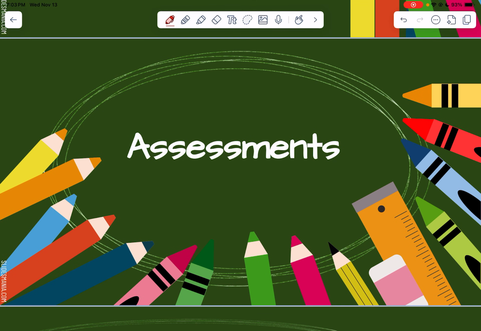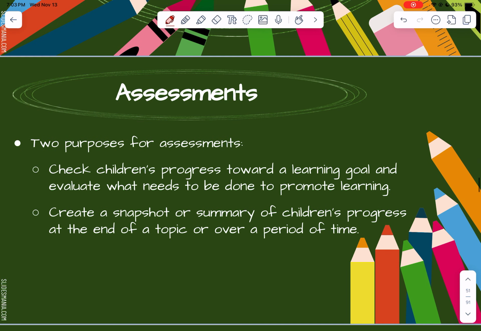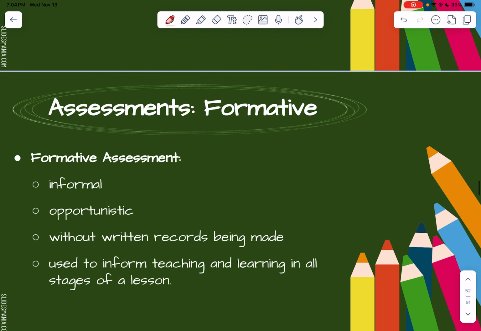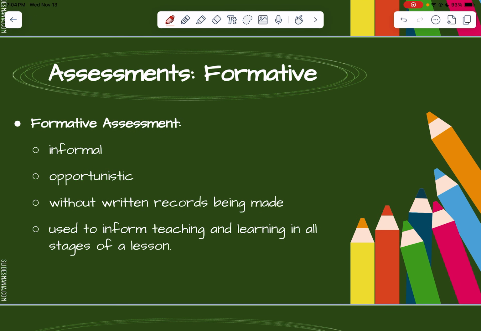So now that we've covered our student learning objectives and the different types of objectives that we could have in our lesson plans, it's time to talk about how we're going to assess our students to see if they actually live up to whatever learning objective we set in place for them. The two main purposes for assessments are to check children's progress toward a learning goal and evaluate what needs to be done to promote learning, and then also to create a snapshot or summary of children's progress at the end of a topic or over a period of time. And so we call those formative and summative assessments.